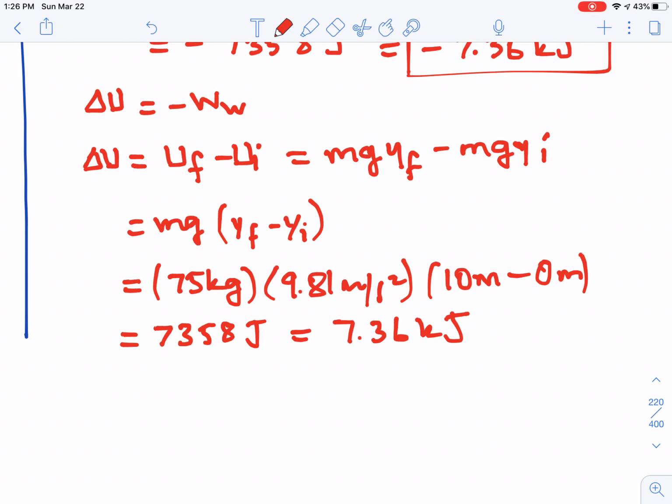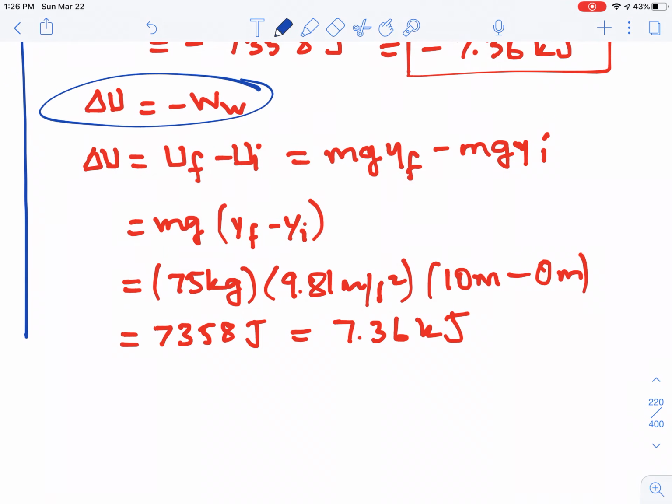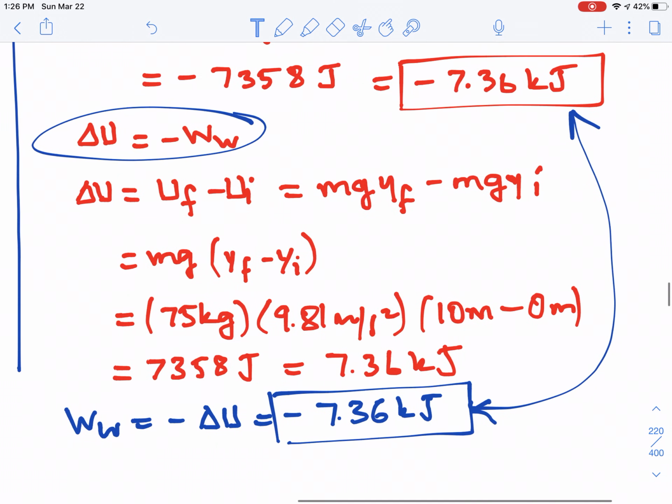Since delta U is the negative of the work done by the weight force, you can say, okay, the work done by the weight force is negative delta U. If delta U is 7.36 kilojoules, the work done by the weight force should be the negative of that. And you can see that they are the same thing, as they should be.